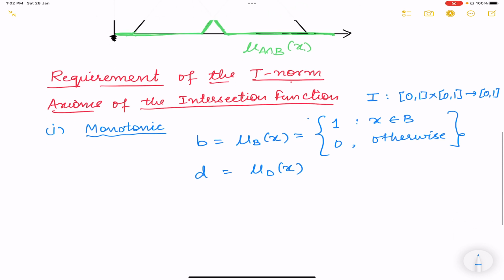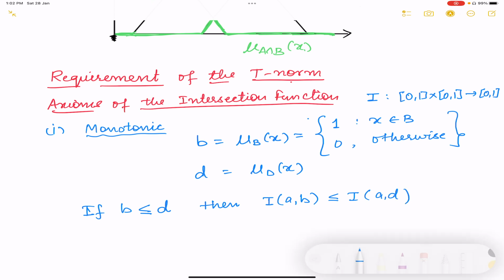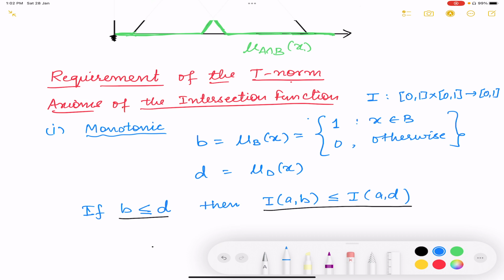So monotonic means if the membership grade of B is less than D, then the intersection function of AB is always less than or equal to the intersection function of AD. So I hope this is clear. If B is less than or equal to D, then this follows. So this is the property of monotonicity only.